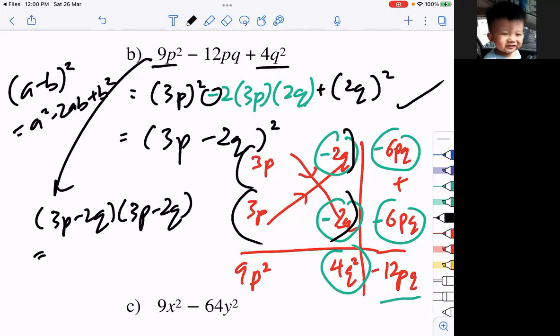3p minus 2q times 3p minus 2q. That's exactly 3p minus 2q whole thing squared. So the red method is called the crossbox method. The black method earlier is using the second algebraic identity. Both are good.